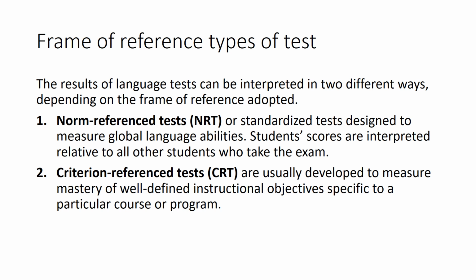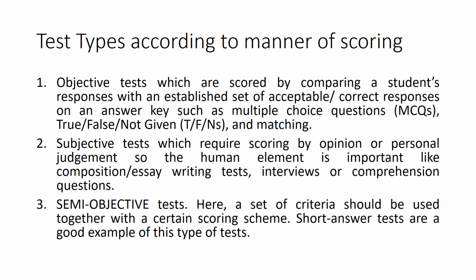And here we are talking about the Norm-Reference Test. The second type of test is called the Criterion-Reference Test. So here you are going to interpret the results of your test according to whether your students have mastered the material that you taught them before taking the test or not. Is it clear? So here we have two types of tests according to the interpretation of the results, which are the Norm-Reference Test and the Criterion-Reference Test.